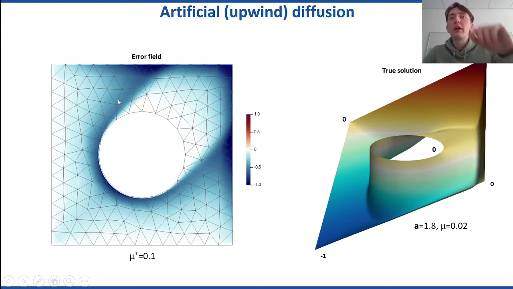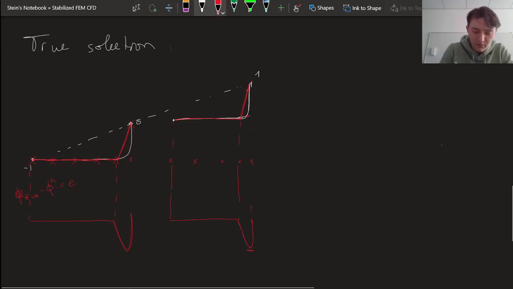And I'm no longer interested in boundary layers, so let me talk about this transition region here. There's also a sharp layer in the interior here. So let's focus on that one.